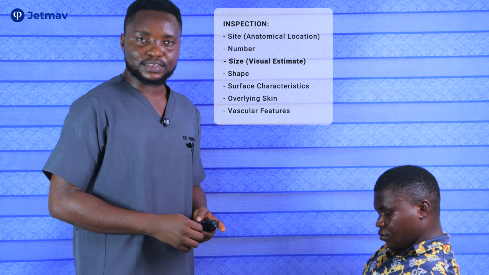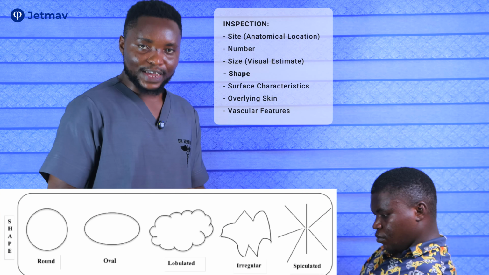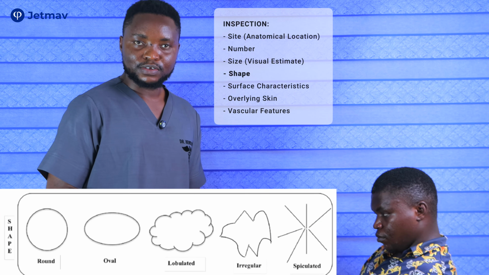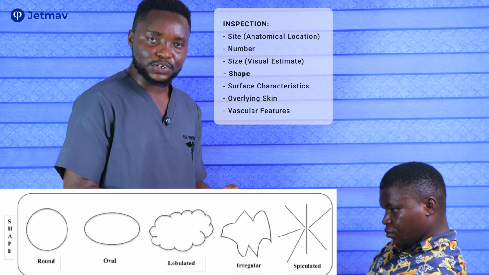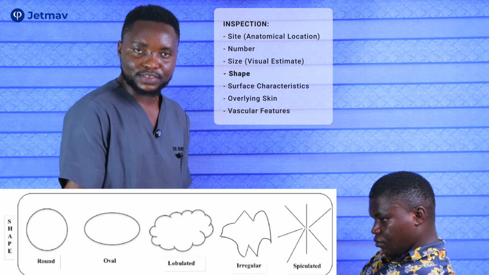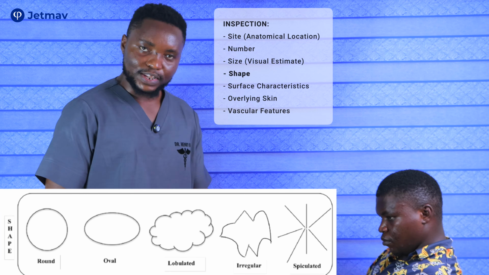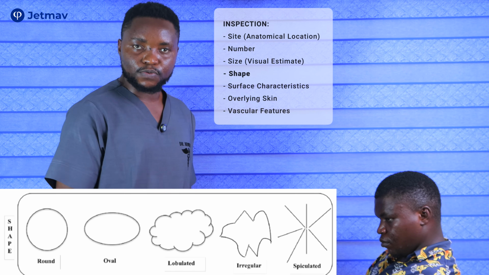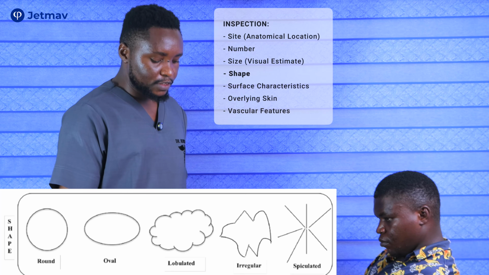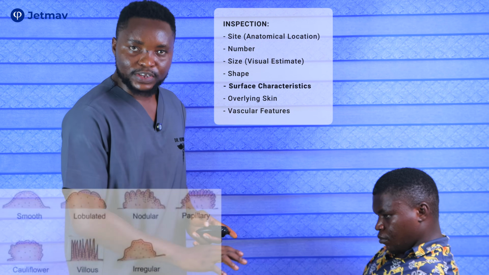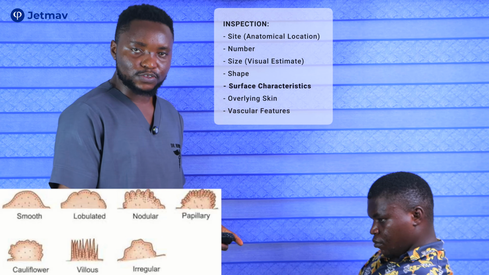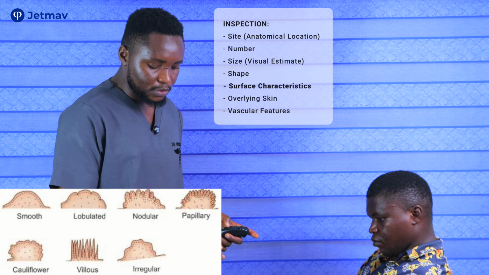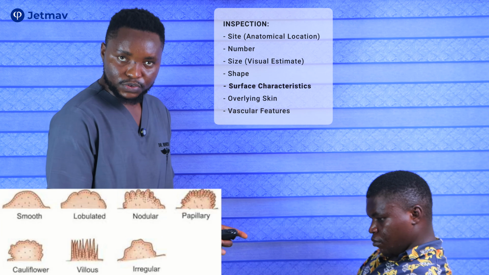Okay, then the next aspect is the shape. We are going to describe the configuration or the shape of the mass. So our improvised mass is spherical and well-rounded. So in documentation, you can say this is a spherical, well-rounded mass located over the dorsum of the left wrist. So we've incorporated everything we examined up to this point. Then again, you look at it, try to observe the surface characteristics, whether the mass appears smooth or whether the mass appears nodular or has projections. So just look at the mass to know if the mass appears smooth.